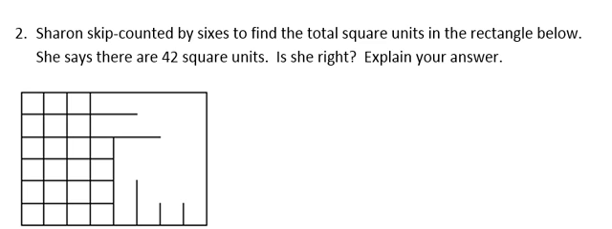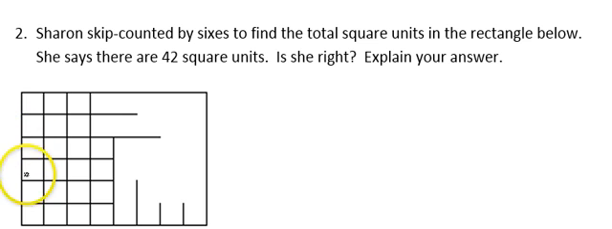The first one says, Sharon skip counted by 6s to find the total square units in the rectangle below. She says there are 42 square units. Is she right? Explain your answer. I'm going to say that Sharon is not right.